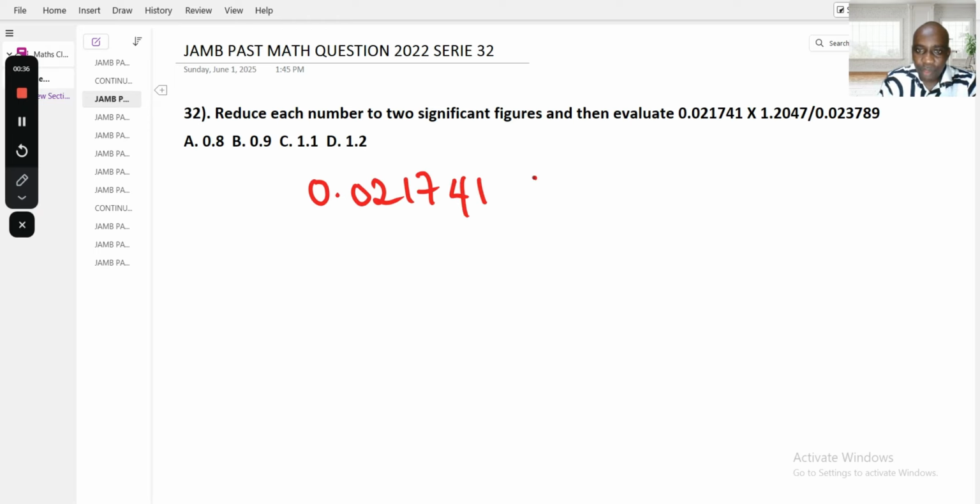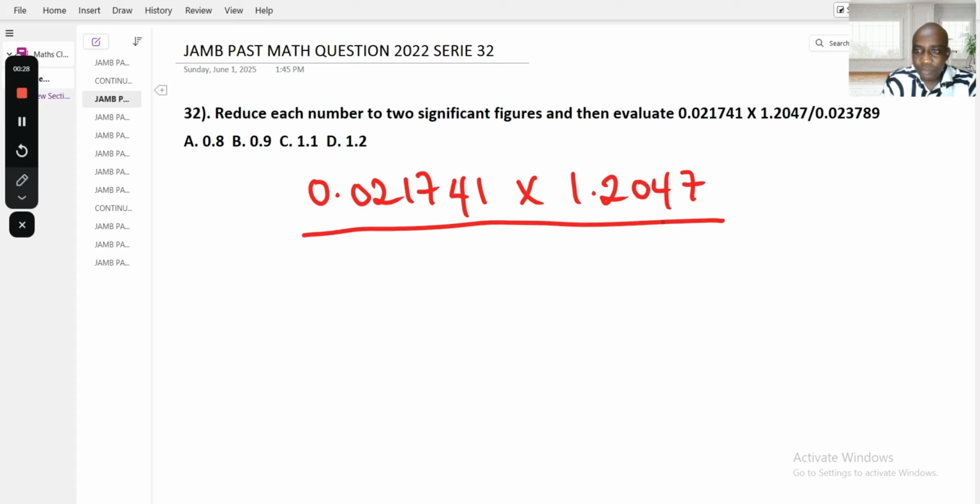41 multiply by 12047 divided by 0.023789. Now the question said that we should reduce this into two significant figures. This one is significant figure, not decimal place. Wherever you see a figure, it will start from 2, 1.